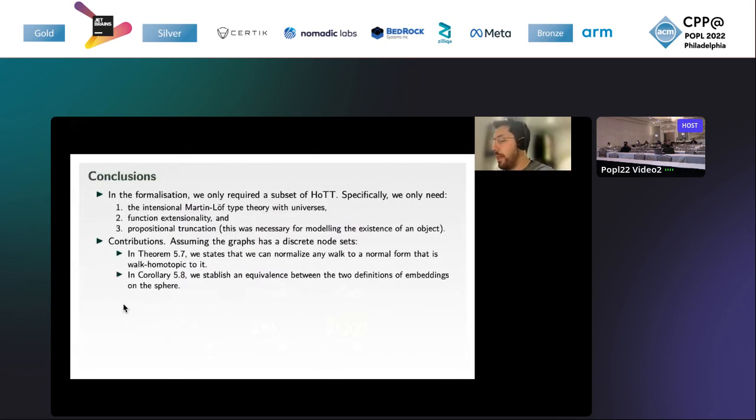Let me summarize some of the content of this talk and the paper. In the formalization, and this was revealed by the formalization, we only require a subset of homotopy type theory. Specifically, we only need the intensional Martin-Löf type theory with universes, function extensionality, and propositional truncation. As mentioned earlier, assuming that the graph has a discrete node set, we can normalize any walk to a normal form that is walk homotopic to it. And we can establish an equivalence between the two definitions of embeddings of graphs on the sphere. And thank you for your attention.